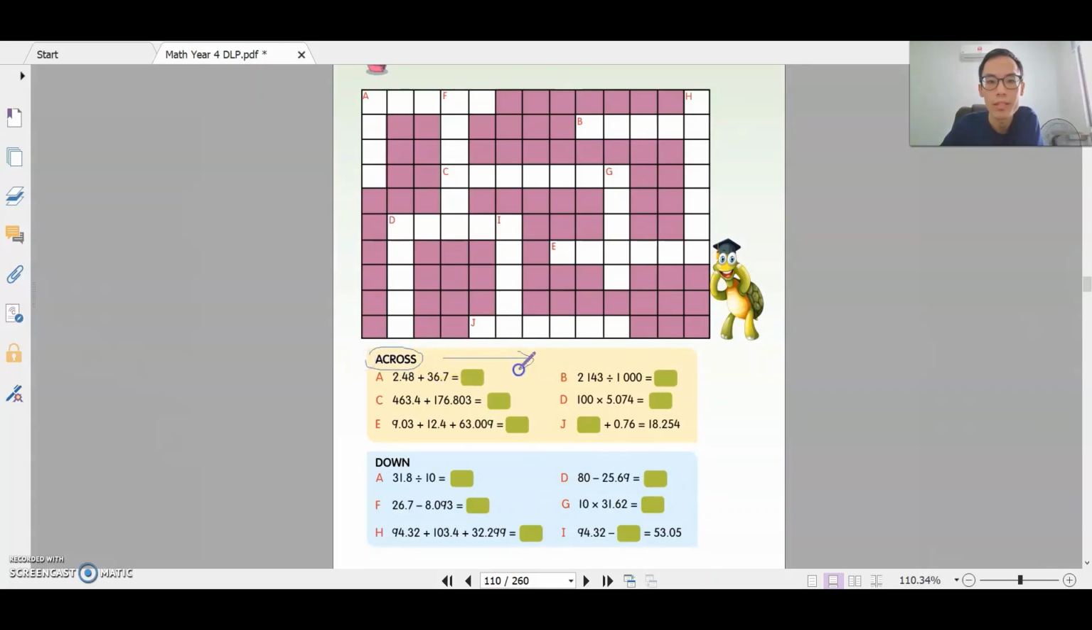This across means horizontally. Down means vertically. So A across is over here, so you write your answer here. B across is over here, you write your answer here. And if you're doing down, A down is over here, so you answer here. And D down is over here, so you solve the exercises and then you write the answers in the crossword puzzle.